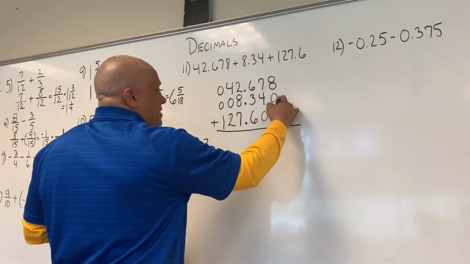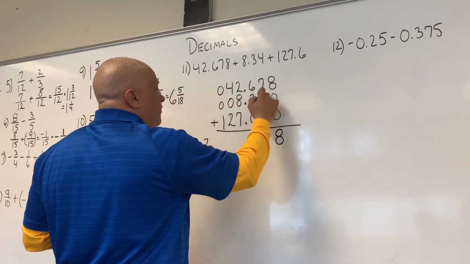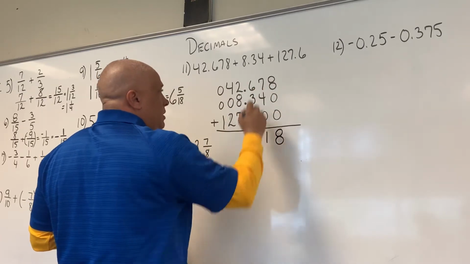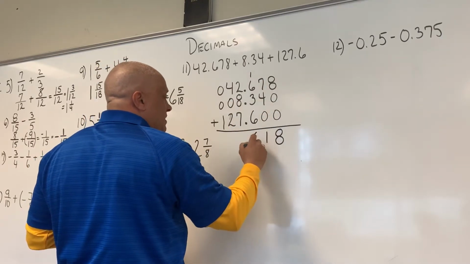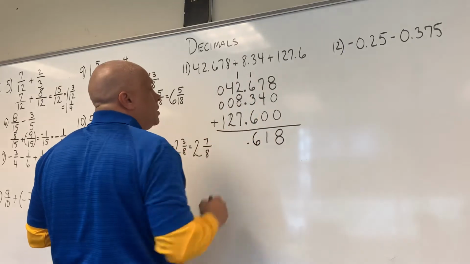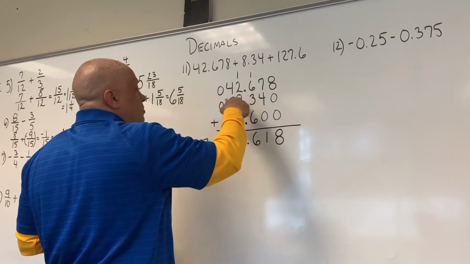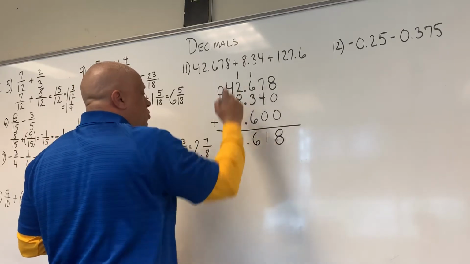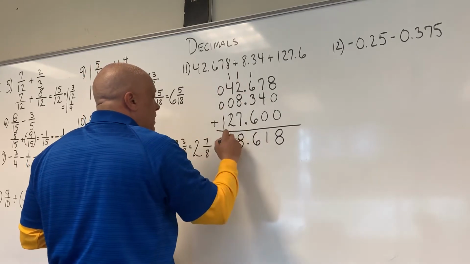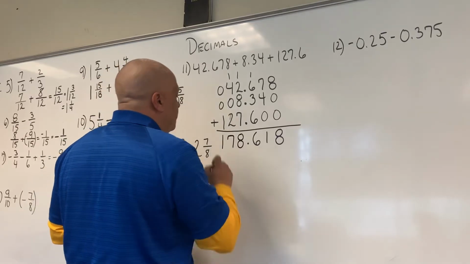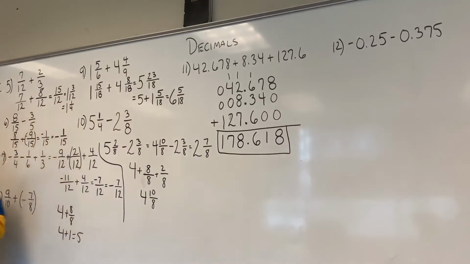8 plus 0 is 8. 7 plus 4 is 11 plus 0 is 11. Carry the 1. 6 plus 3 is 9, plus 1 is 10, plus 6 is 16. Carry the 1. Is that right? Yes. And then 2 plus 8 is 10, plus 7 is 17, plus 1 is 18. Carry the 1. 4 plus 2 is 6, plus 1 is 7. And I bring down the 1. There is my answer: 178.618.